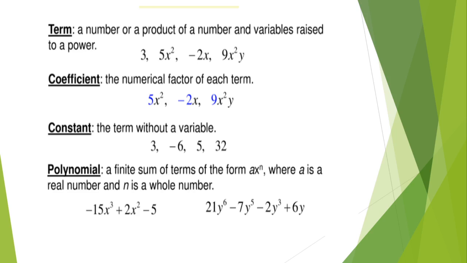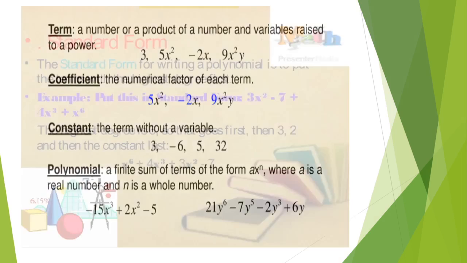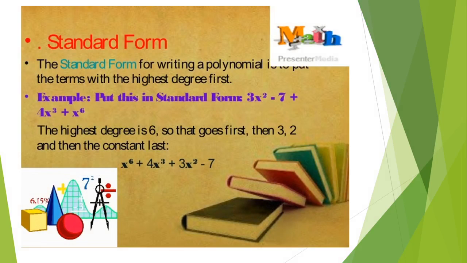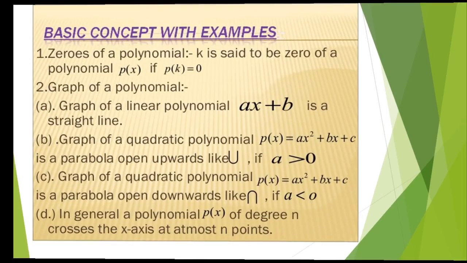Now coming to polynomial, a finite sum of terms of the form a into x power n is the general form or standard form of a polynomial. The power should be positive. Please try to remember, the power should be positive, meaning non-negative. If it is a negative power, it is not a polynomial, right? Where a is a whole number. And a standard form of a polynomial is, for example, x power 6 plus 4x cube plus 3x square minus 7. So we can create n number of examples of polynomials.